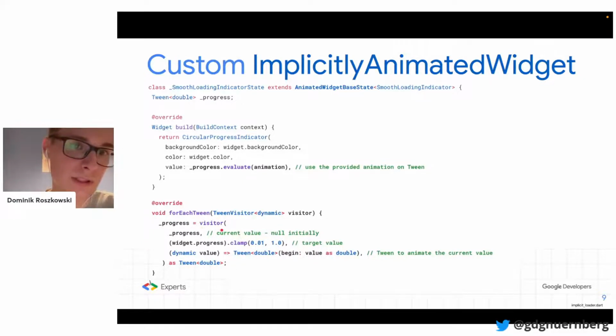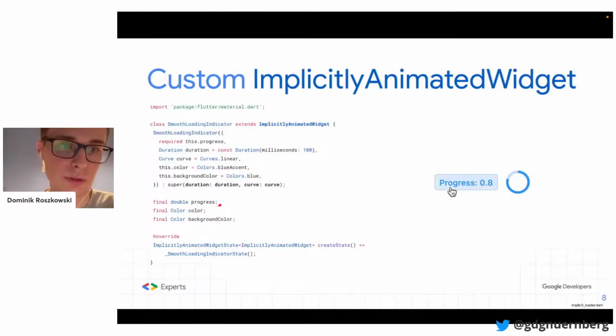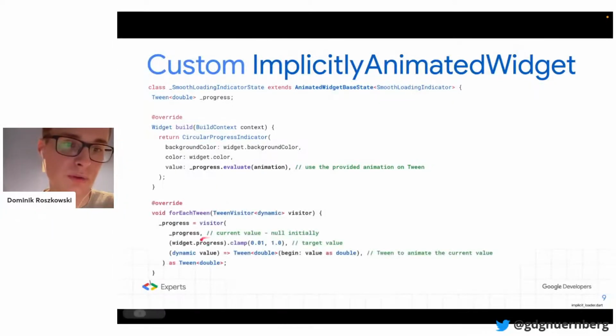Then there's another method exposed by the animated widget base state that we just need to call with some properties. Progress is the current value of this tween, right? It can be null at the beginning, right? So first it can be null. Then we have some target value, and the target value is widget.progress. So if you go back to the previous page, here is this progress value that we used. So next, we just refer to the progress value. What I do here is I just clamp this value so that it's never below 0 or above 1, but it's just a standardization technique for the data.